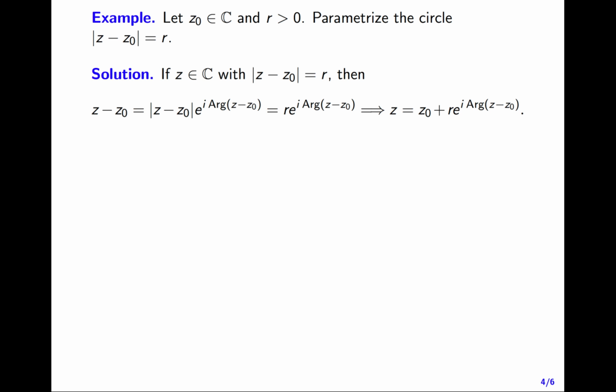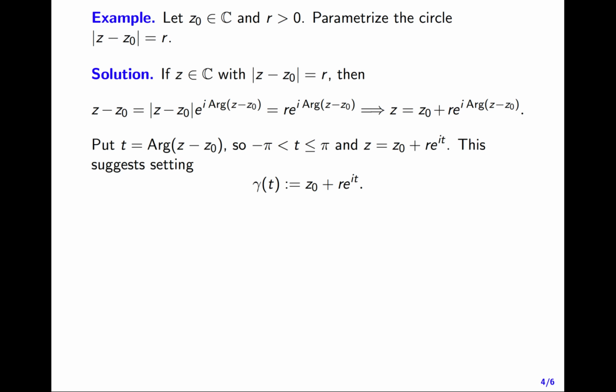And we solve for z. z equals z0 plus r times e to the i principal argument of z minus z0. And let's put t equal to the principal argument of z minus z0. So then we have minus pi is strictly less than t is less than or equal to pi. And more compactly, we've written z equals z0 plus r times e to the it. So this suggests that the parameterization of our curve should be gamma of t equals z0 plus r times e to the it.